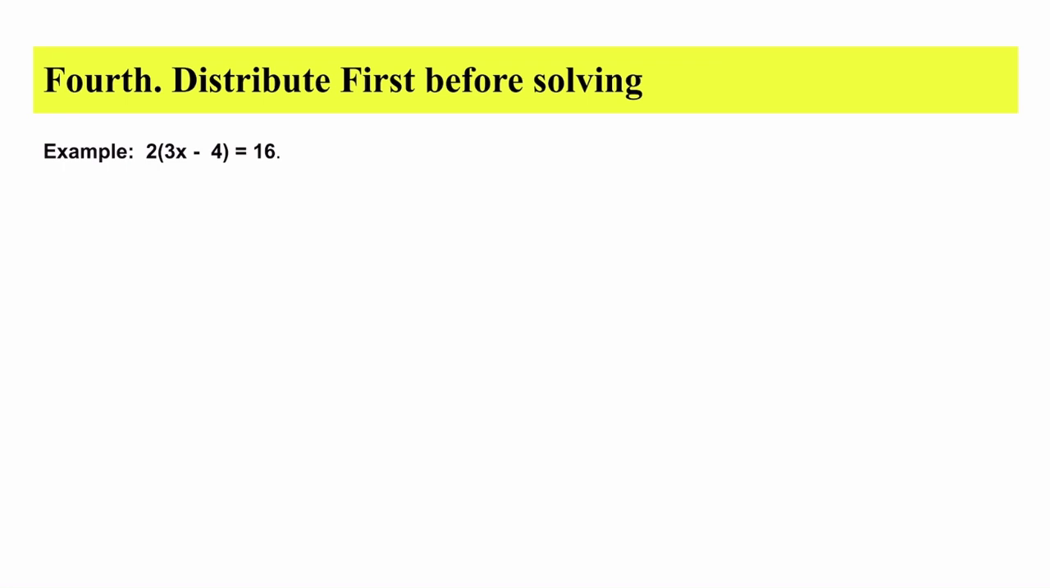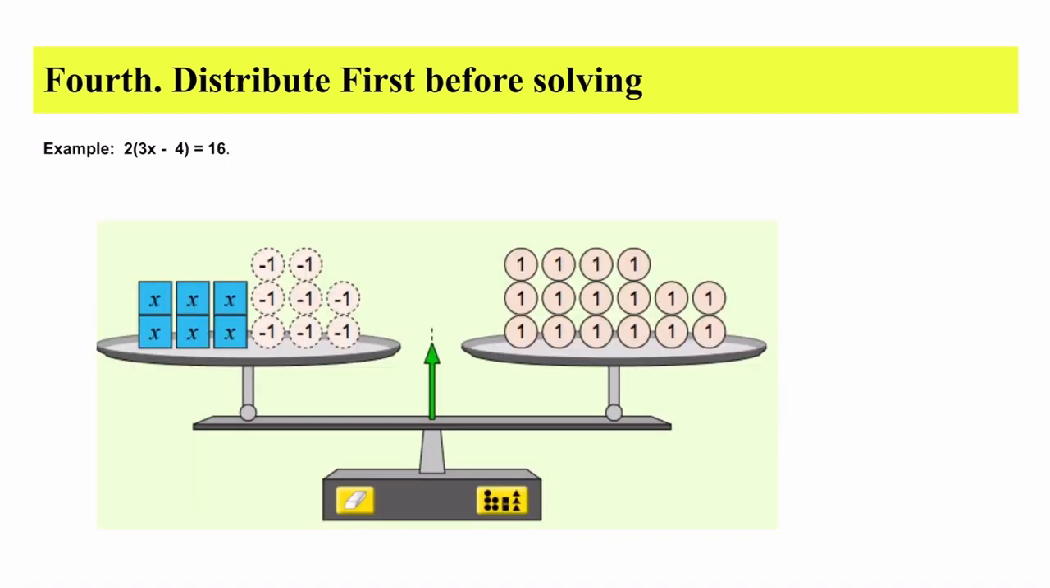Fourth, distribute first before solving. If parentheses are present, use the distributive property to expand. Example: we want to solve the equation 2(3x - 4) = 16. First, imagine this equation as a balance scale. On the left side, we have 2 groups of the expression 3x - 4.